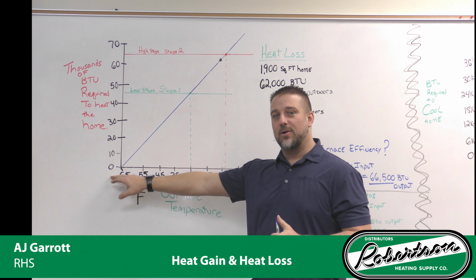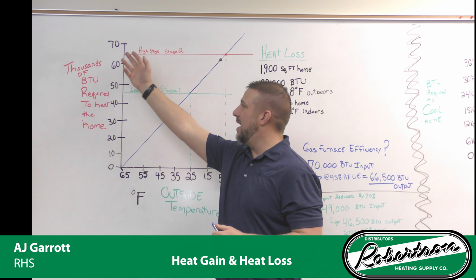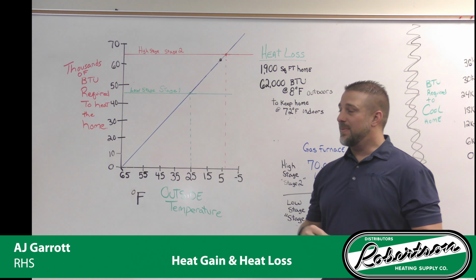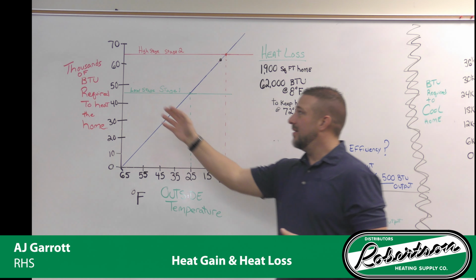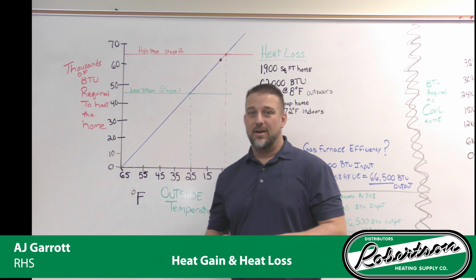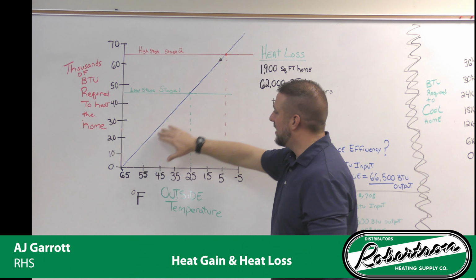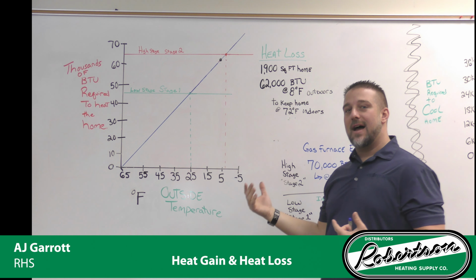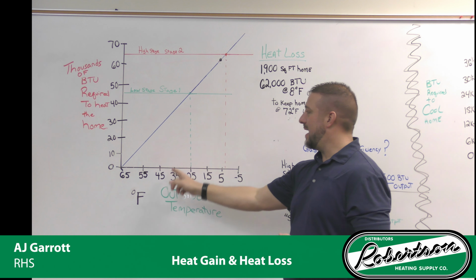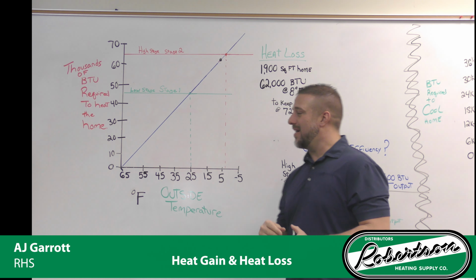The heat loss on the vertical side goes from 0 BTUs all the way up to 70,000 BTUs. Again, this is only for our application. Depending on the size and needs of the house, this 70,000 BTUs could go as high as 100,000 or 200,000 BTUs. But for today's purposes, we'll use 70,000. We have a diagonal line that comes across here. On this diagonal, it represents how much heat the house requires at any given temperature. So we'll plot which our house needs right here.